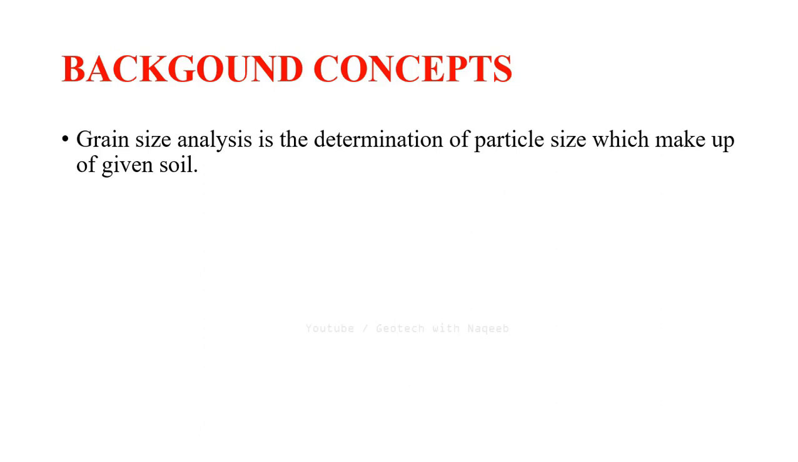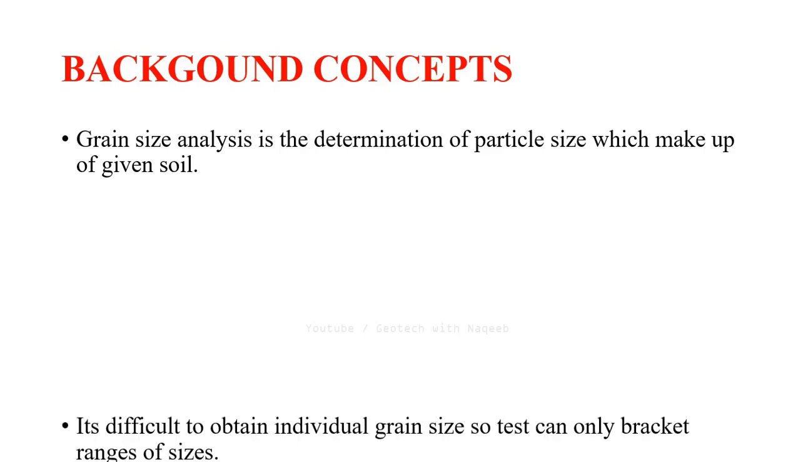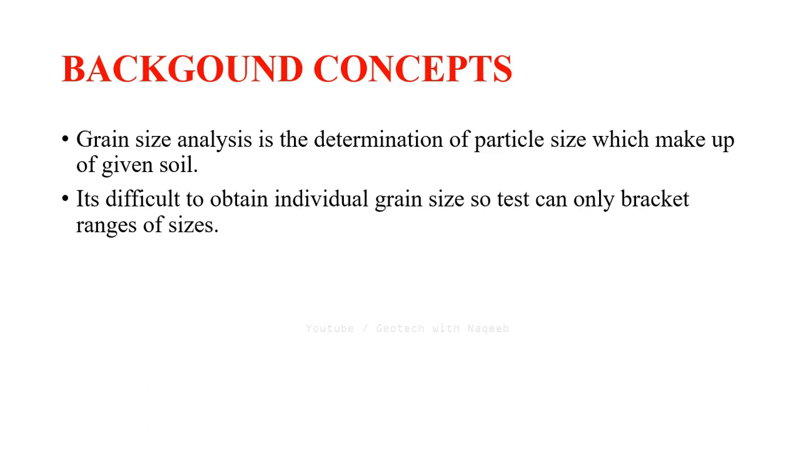Grain size analysis is the determination of the particle sizes which make up a given soil. Sieve analysis is basically the grain size analysis. In this analysis, we determine the size of the particles of the soil. It is difficult to obtain individual grain sizes, so the test can only bracket ranges of sizes. So through this test, we basically try to determine the size of the particles of the soil.